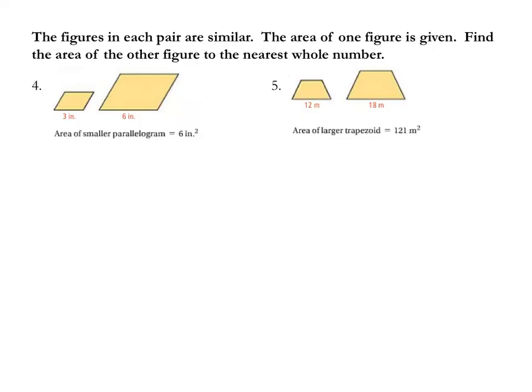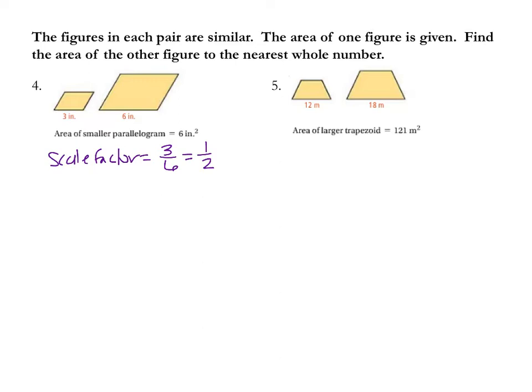Alright, on this next page, the problem is they're asking you to find something that's missing. Right now we have the two figures, so we know what their scale factor is, but we have one of their areas and we're trying to find the other area. So right now we can still find the scale factor just like we did before. Make sure you're thinking about what you're finding as you're doing each of these. This is 3 over 6, which reduces to 1/2.